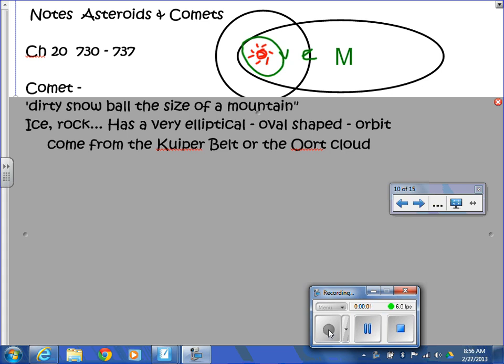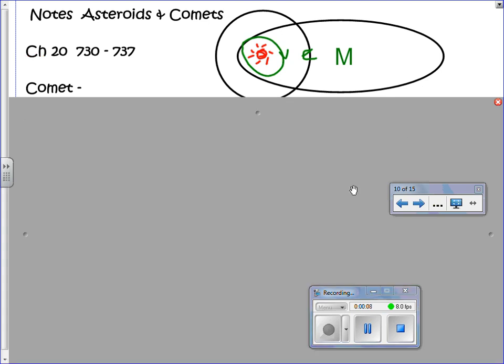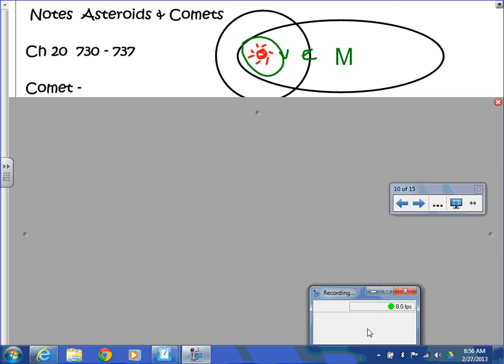All right, this week's topic is asteroids and comets. Last week on Friday, you started a worksheet where you did some definitions of these objects, and we talked about them a little bit yesterday as well. So let's go through a couple of definitions.